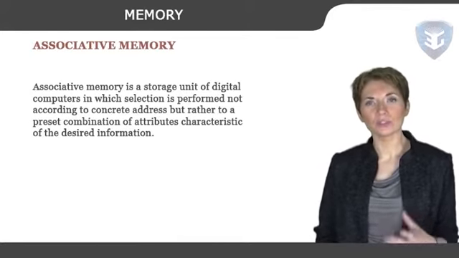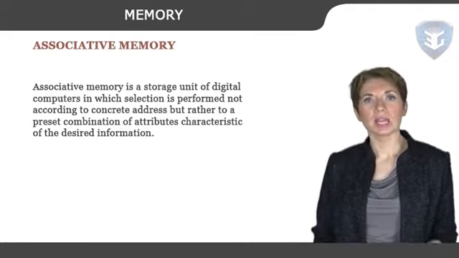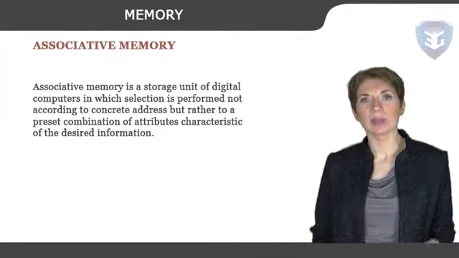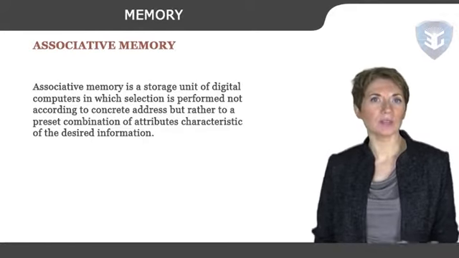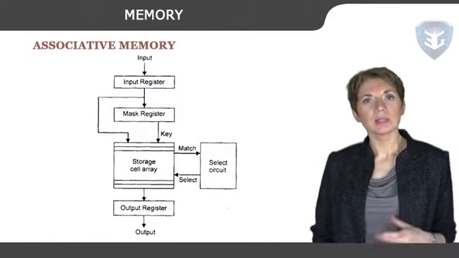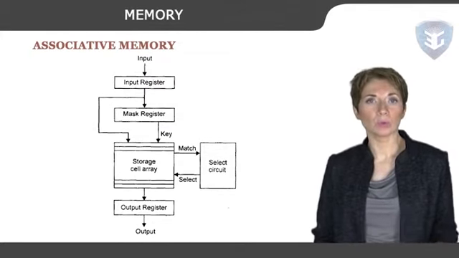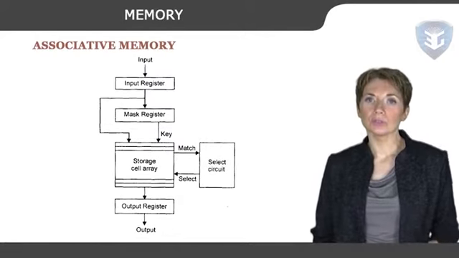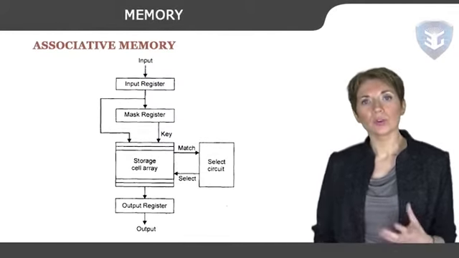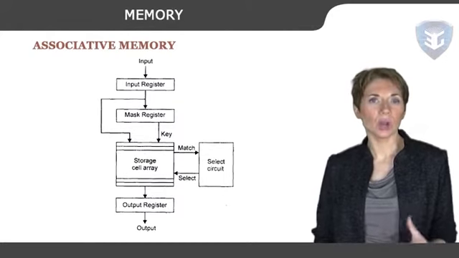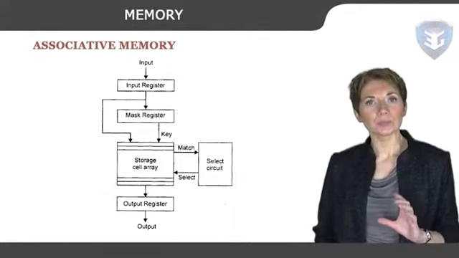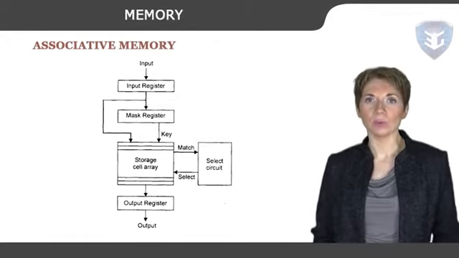Associative memory is a storage unit of digital computers in which selection is performed not according to a concrete address, but rather to a preset combination of attributes, characteristic of the desired information. Such attributes can be part of a word, attached to it for detection among other words, or certain features of the word itself, for example, the presence of specific codes in its digits, the absolute value of a word, and its presence in a preset range, and so on.